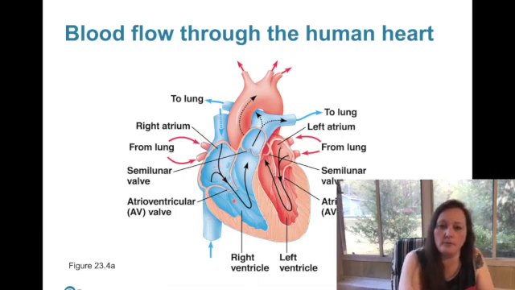Then it pumps through these valves and then it pumps out into the lungs. Yes, both directions, but I always just go this way because it's easier. And then in the lungs, it's dropping off the carbon dioxide and it's picking up oxygen. And then it comes into the heart and then here, and then it pumps hard and out the aorta to the rest of the body. So there you go.